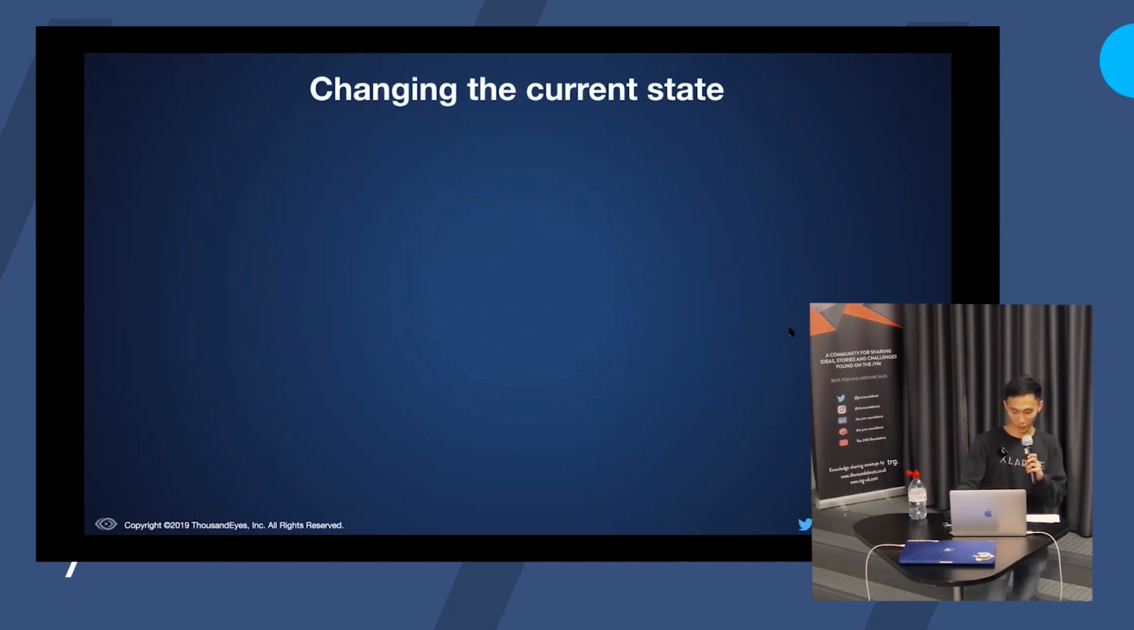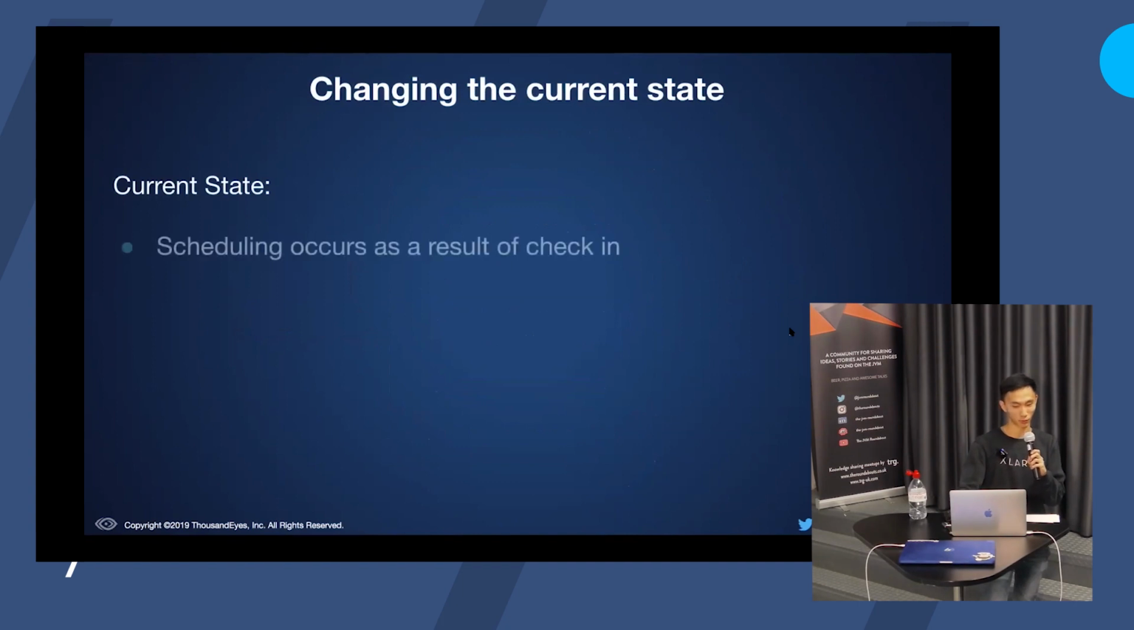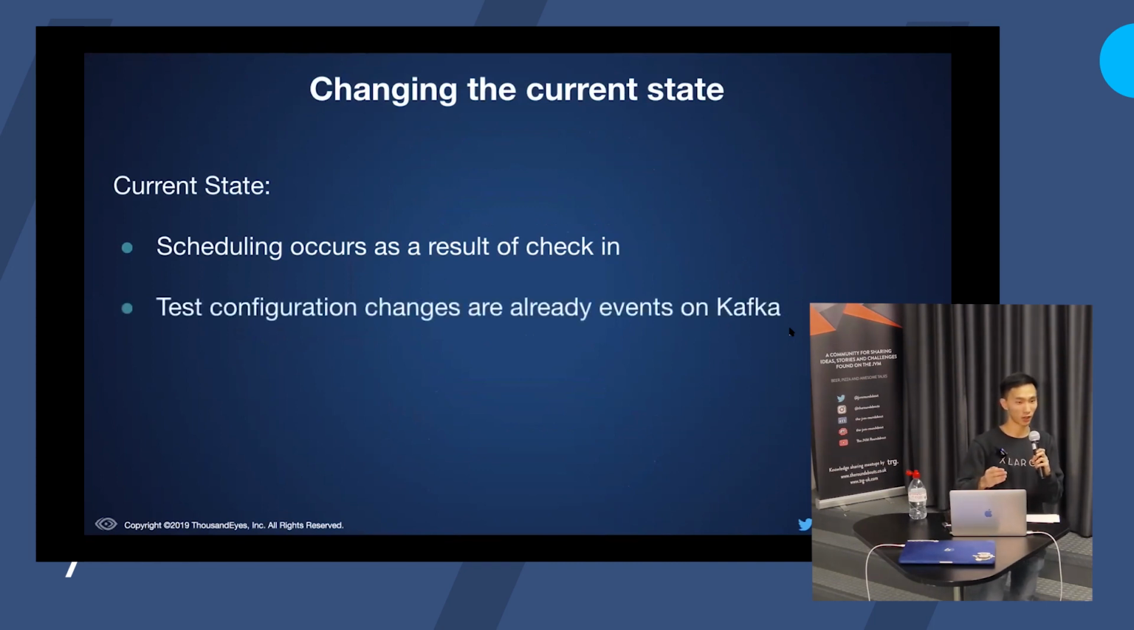Currently, the scheduling only happens when an agent checks in with our backend. So the scheduler only runs as a result of a check-in. It doesn't run as a result of anything else. And the scheduler doesn't know when the test configuration changes. But the test configuration changes are already events on Kafka, right? So this is what allowed us to do the whole left join thing we saw a couple slides back. So then we're able to listen to these test configuration changes as well, since it's already on Kafka.